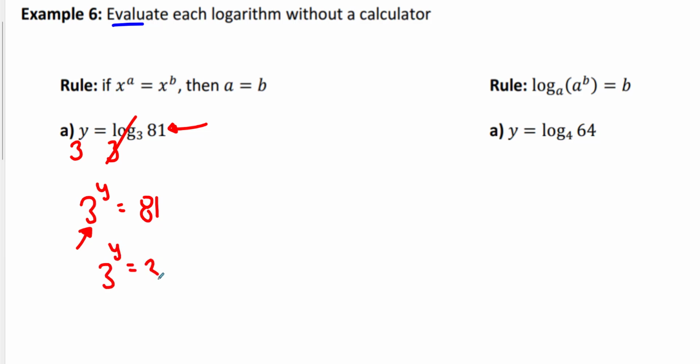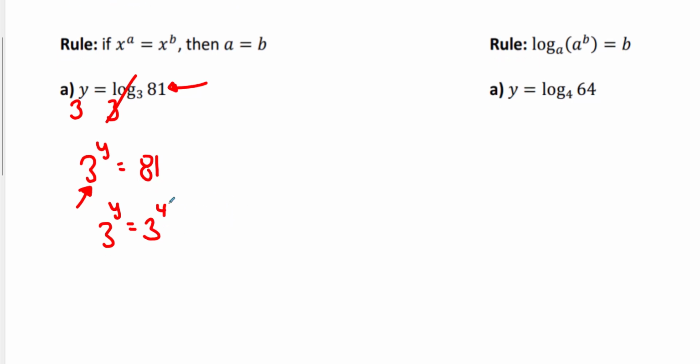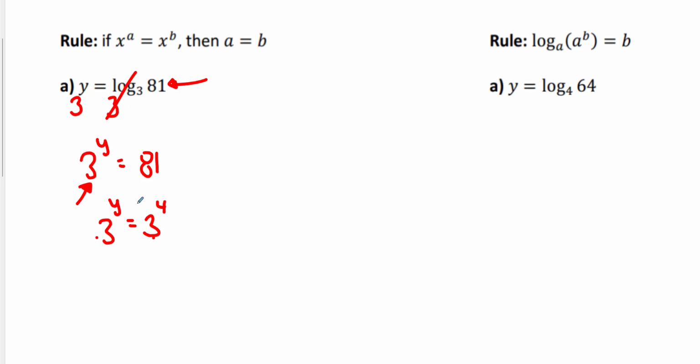Exactly, yeah. You can use your calculator, divide by 3 four times, or you can figure it out. So 3 times 3 times 3 times 3 is 81. So 3 to the power of y is equal to 3 to the power of 4. When you have the base values exactly the same, then your exponents are equal. So y is equal to 4. Make sense?